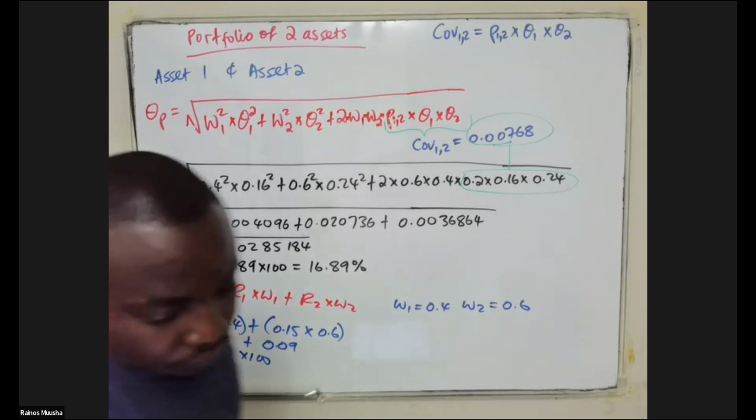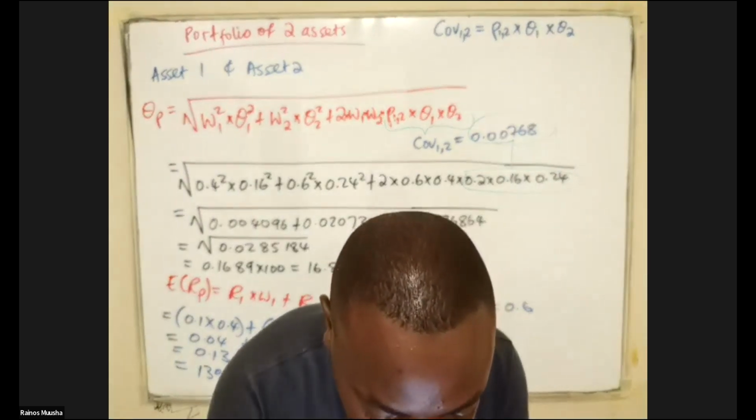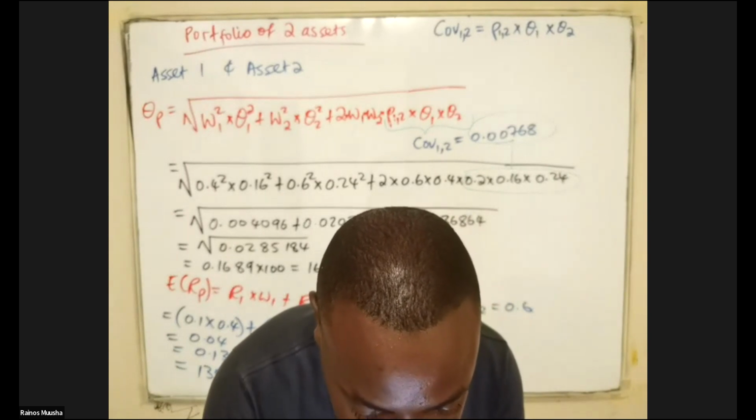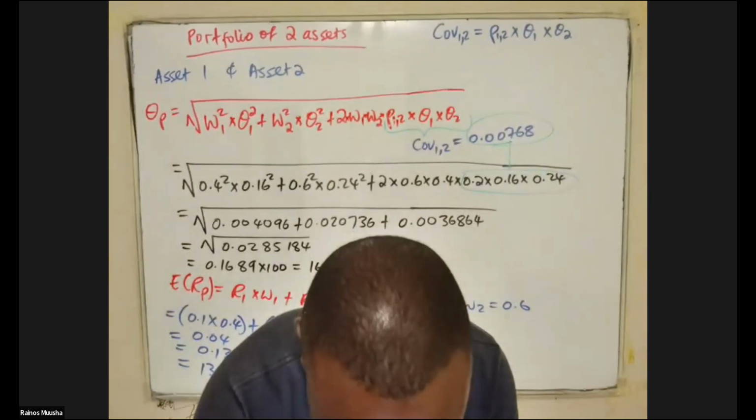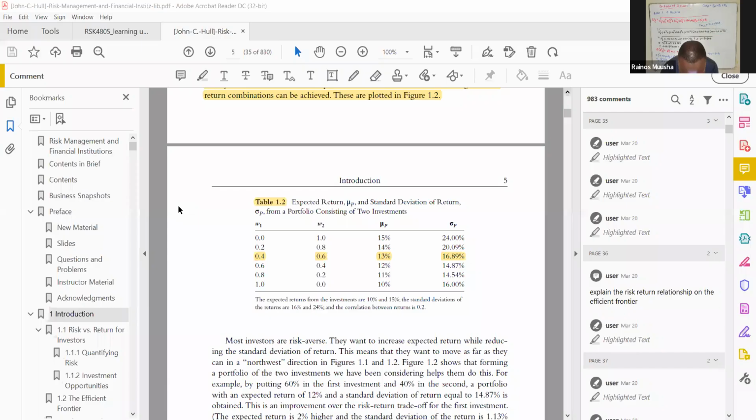Now, looking at the possible weights and the resulting expected return and standard deviation, if you look at table 1.2, do you see that they give you different combinations of weights and the resulting expected return and standard deviation? So what do we see from the different combinations there?